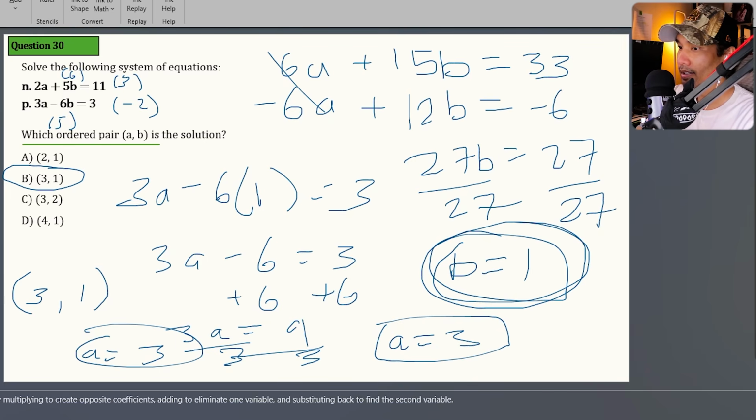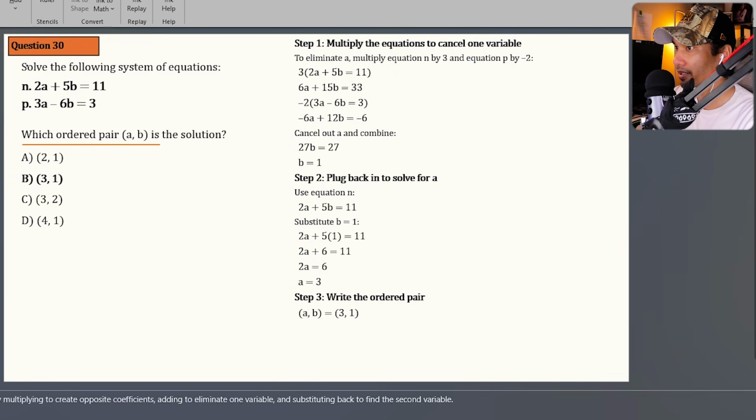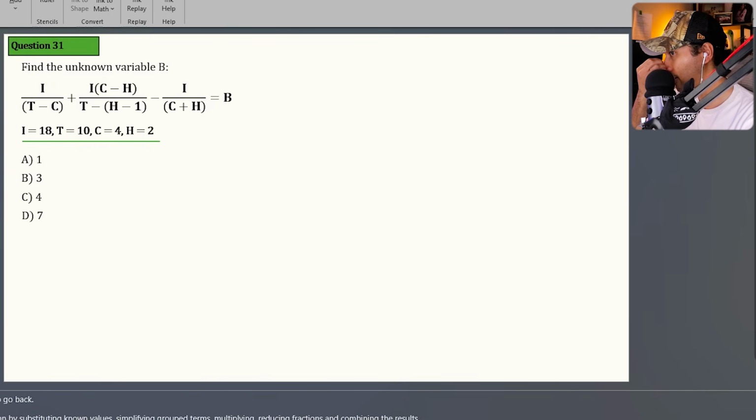Okay. So this is the way to do it. I don't think there's any more that I need to explain here. Just screenshot this, study this on your own. Let's move on to the next question. Find the unknown variable b.